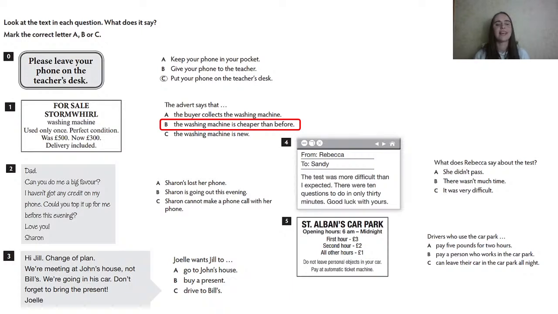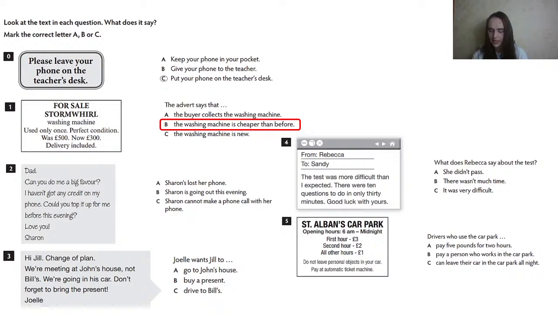2. Dad, can you do me a big favor? I haven't got any credit on my phone. Could you top it up for me before this evening? Love you, Sharon. So what does Sharon want from her dad? A, Sharon's lost her phone. B, Sharon is going out this evening. And C, Sharon cannot make a phone call with her phone. So what do you think?